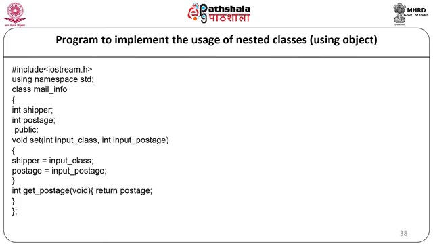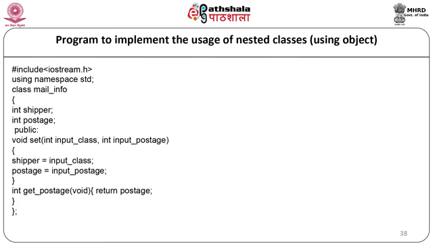Our member function will end here. Now we will have a second member function, int getPostage. The argument list is void, return postage, and our member function will end. Here our class will also end. So here we have defined our MailInfo class with 2 data members and 2 member functions.